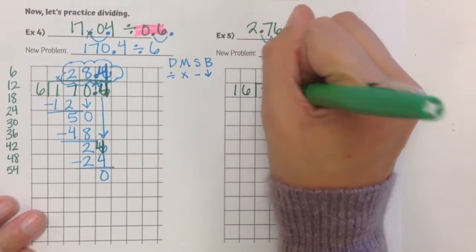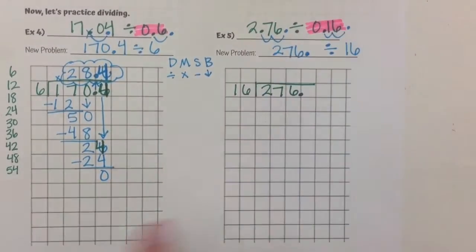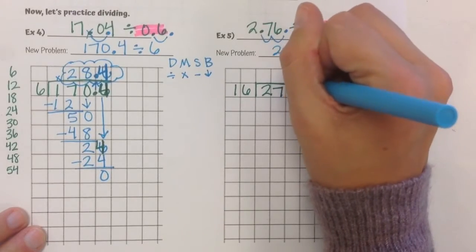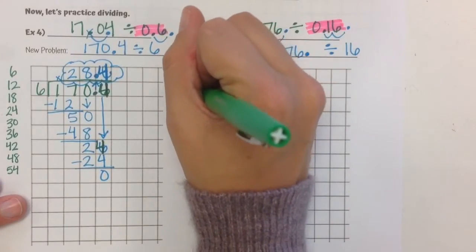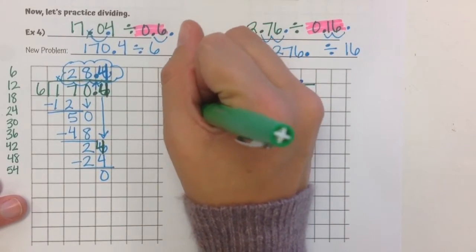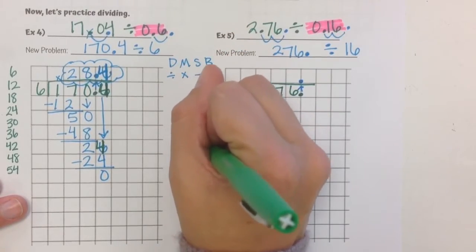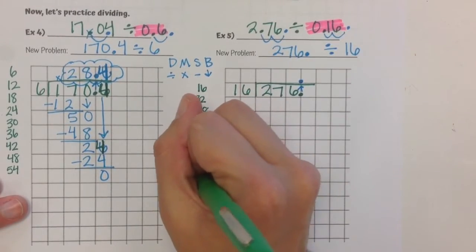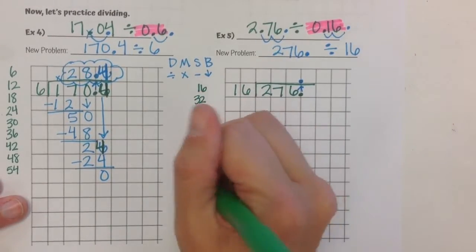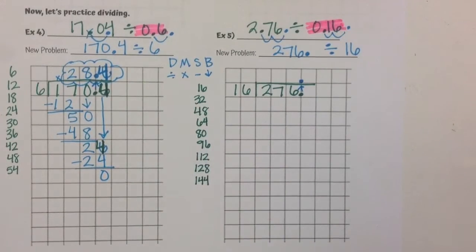So 276. My decimal's here. I'm going to go right ahead, before I even start dividing, and put my decimal right above in my answer. Then I'm going to write out my multiples of 16: 16, 32, 48, 64, 80, 96, 112, 128, 144. And let's go ahead and divide.